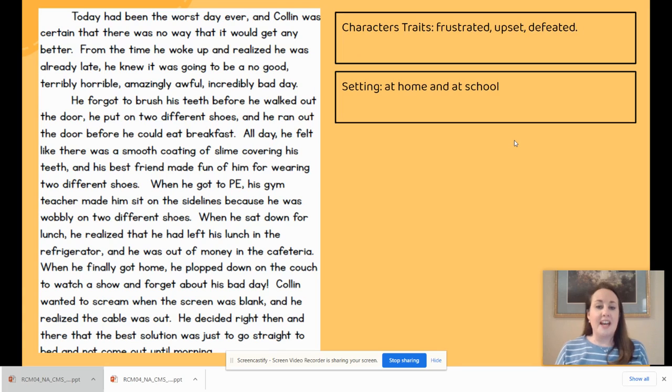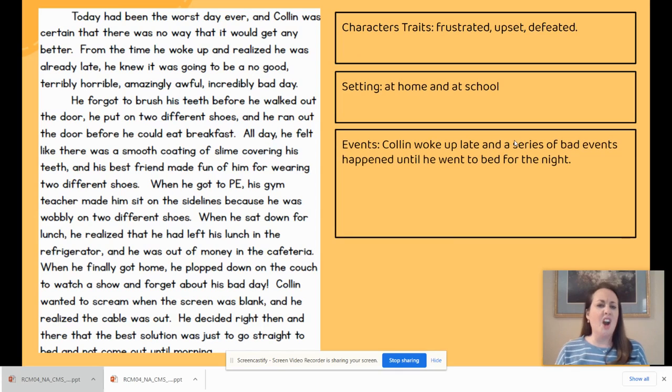All right, so our setting. With our story here, our setting actually changes. We start off at home, and then we go to school, and then we're back home again. So sometimes in your story, the setting will often change. All right, so those events that happened. Colin woke up late, and he just had a series of bad events until he went to bed for the night.